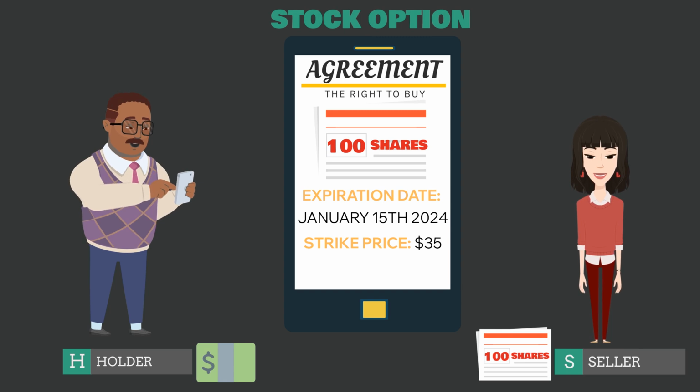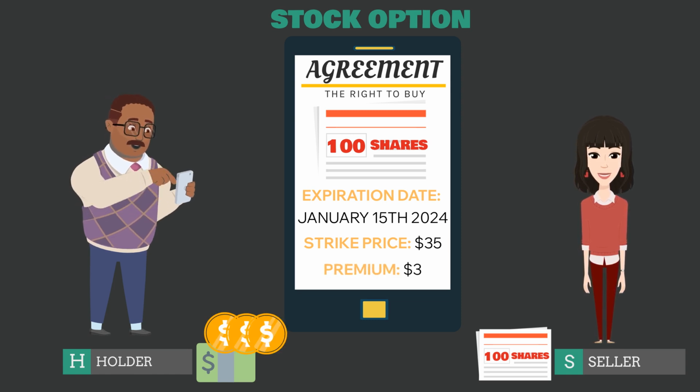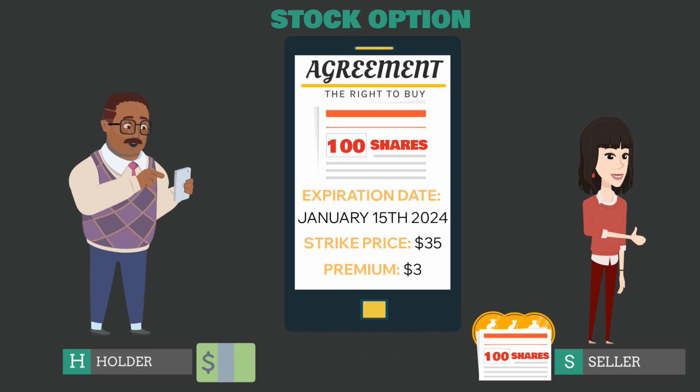The price paid by the option buyer to the option seller for the rights conveyed by the agreement is the option premium, sometimes referred to as the option price. It is the income received by the option seller.